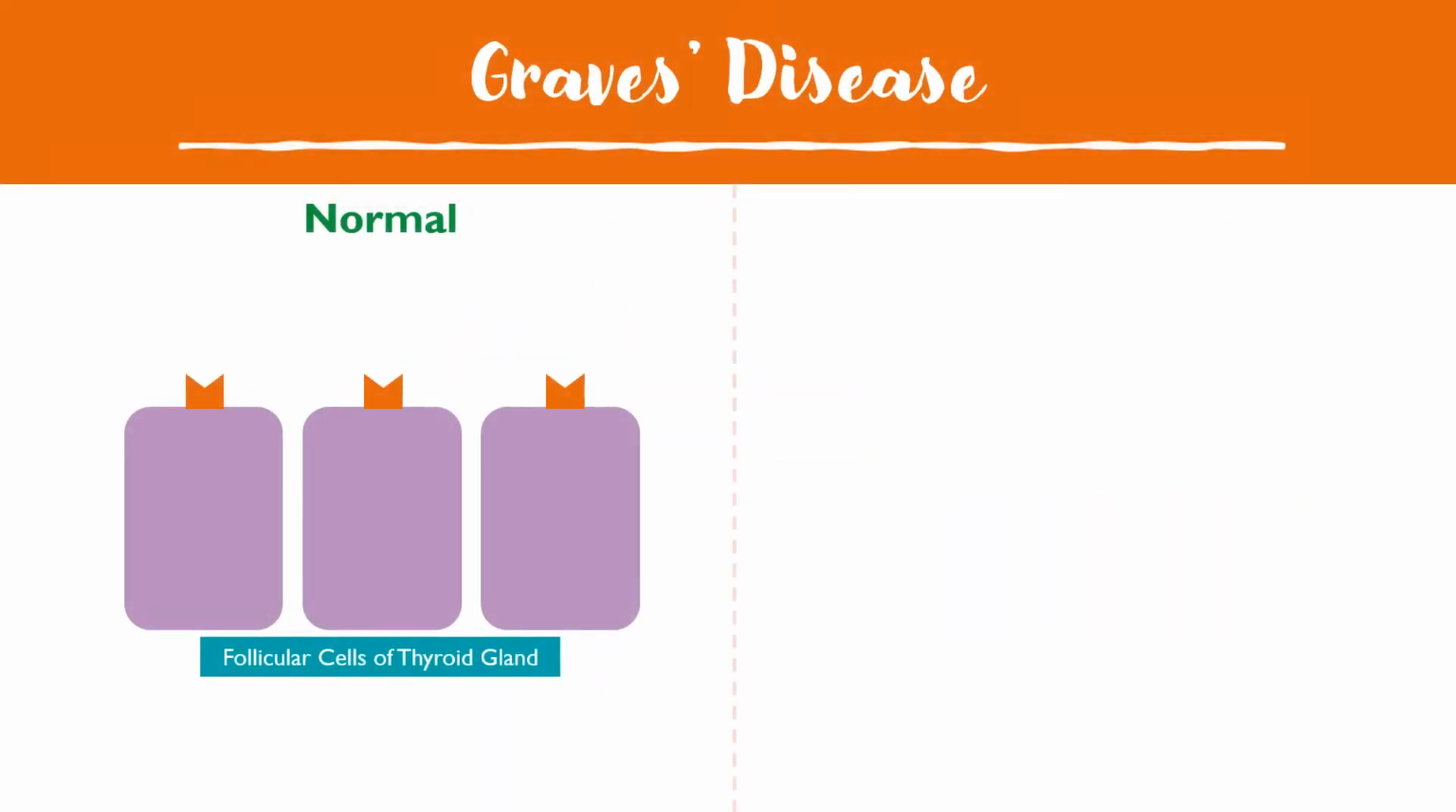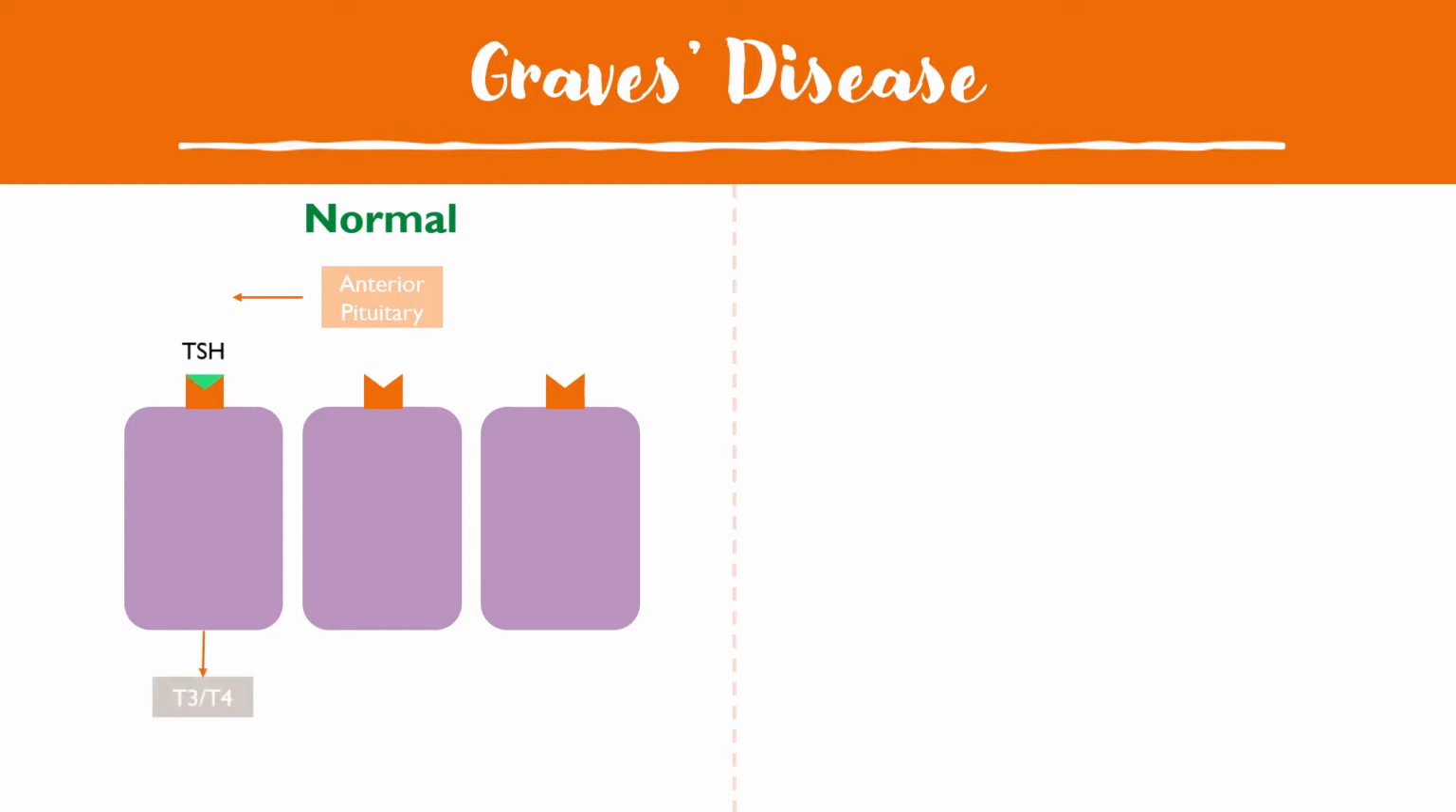As I just mentioned, Graves' disease is an autoimmune disorder, and to fully understand its effects, we have to look at what happens normally. So under normal circumstances, the anterior pituitary gland releases TSH, and this TSH binds to the receptors of the thyroid gland. And this triggers the release of T3 and T4.